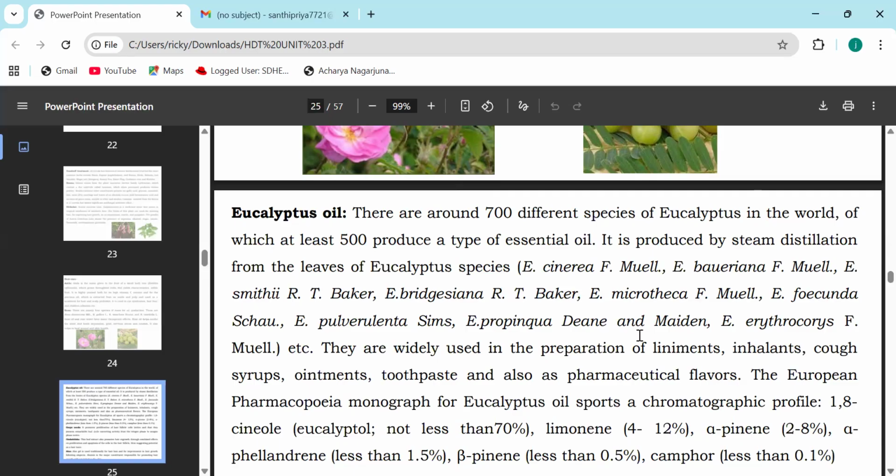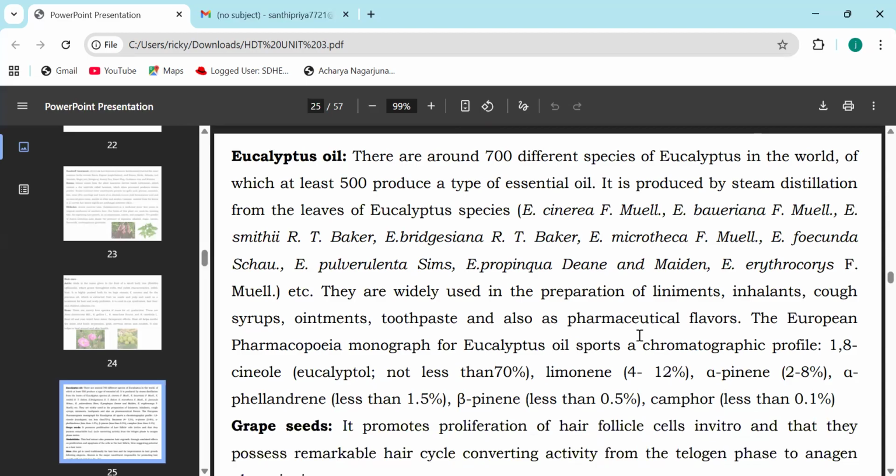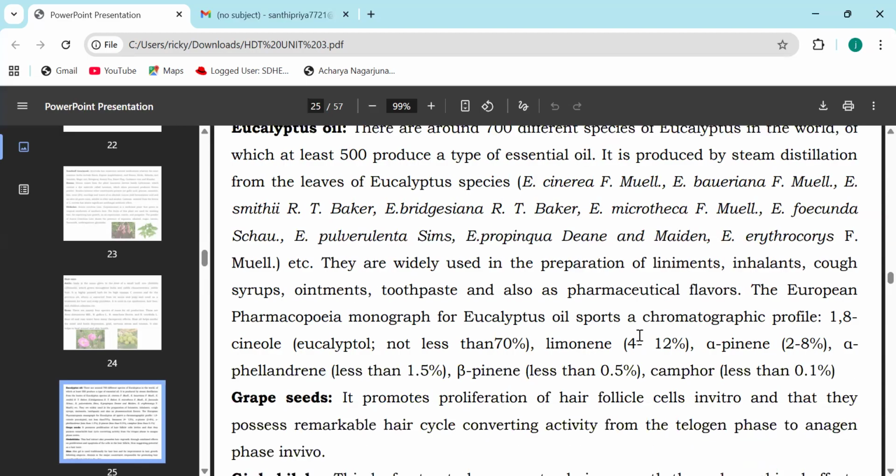And next, they are widely used in the preparation of liniments, inhalants, cough syrups, ointments, toothpaste, and also pharmaceutical flavors. The European Pharmacopoeia monograph for eucalyptus oil supports a chromatographic profile: 1,8-cineole not less than 70%, limonene 4 to 12%, alpha-pinene 2 to 8%, alpha-phellandrene less than 1.5%, beta-pinene less than 0.5%, and camphor less than 0.1%. So these are the values the oil supports for the chromatographic profile.